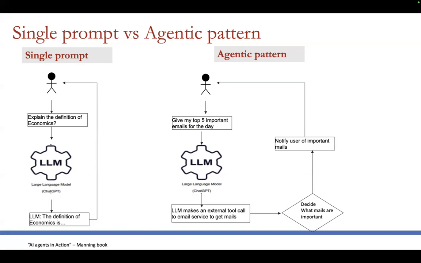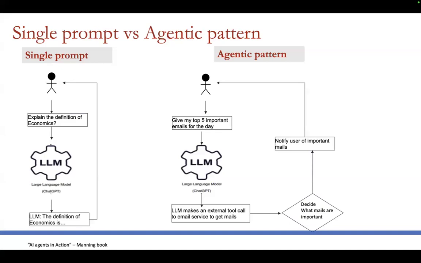On the left, you see you are chatting with ChatGPT. If you make a prompt saying, explain the definition of economics, it is going to respond to you with, say, the definition of economics is this. So this is basically a single prompt pattern. But in the case of an agentic pattern, you can ask a question like, give me the top five important emails for the day. Okay.